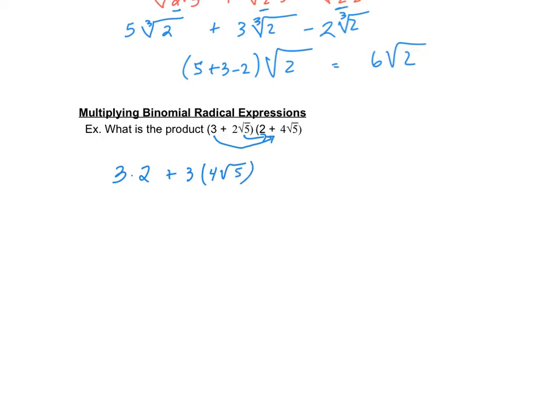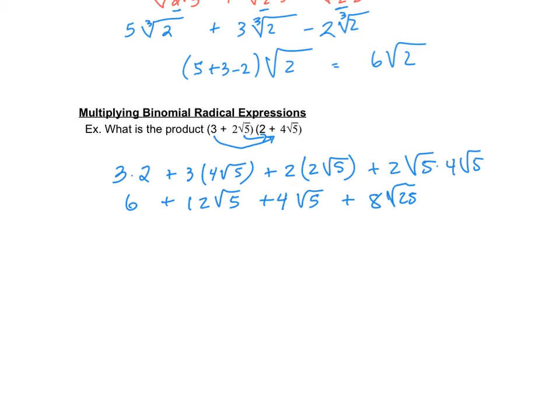And again, I'm doing my order of operations. I just can't add or subtract before I multiply them out. And then I'm going to have plus 2 times 2 square root of 5 plus 2 square root of 5 times 4 square root of 5. Now I'm going to go ahead and simplify this.